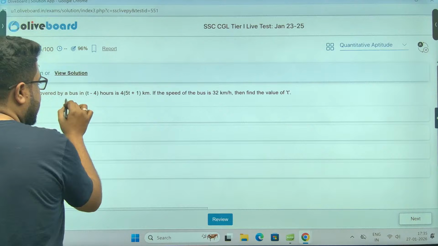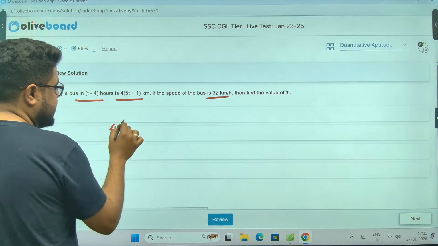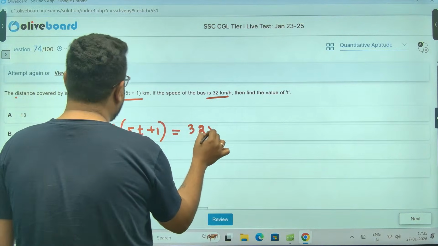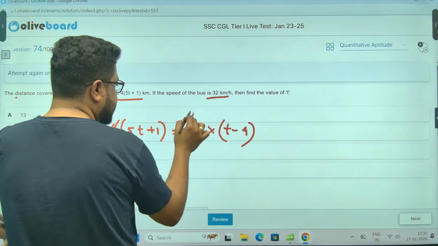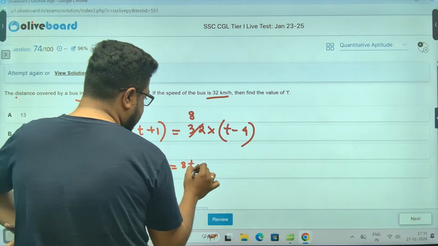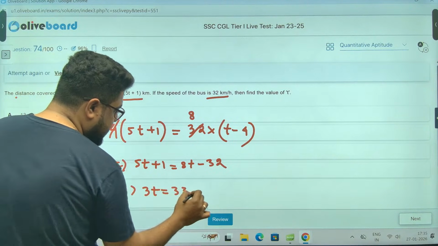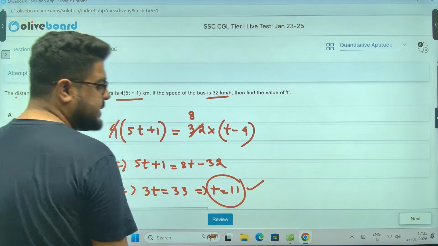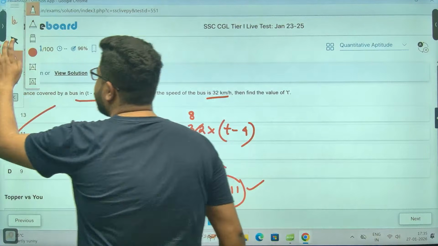Distance. This is time, this is distance. Acha. And speed. Sir, distance is equal to speed, 32, into time, t minus 4. So 5t plus 1 is equal to 8t minus 32. So 3t is equal to 33. t equals 11, sir. So the t value they are asking is nothing but 11, option number B, sir.